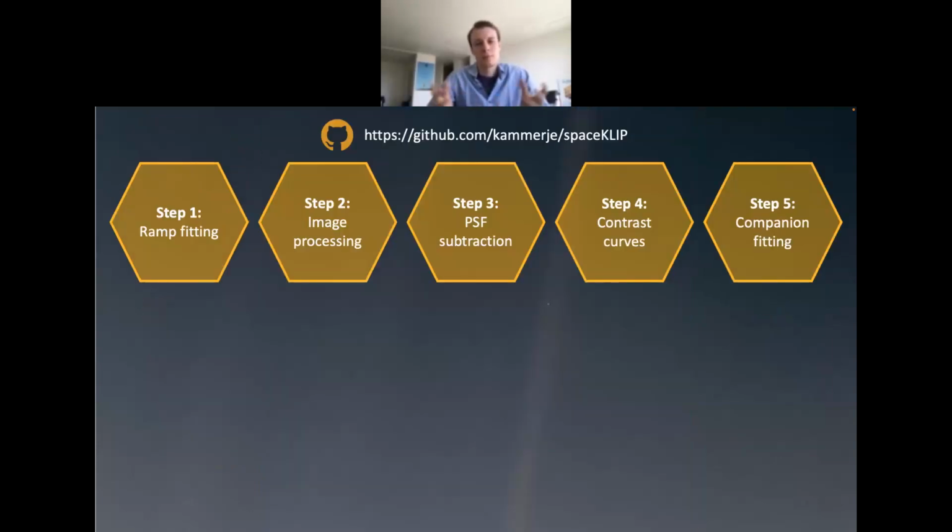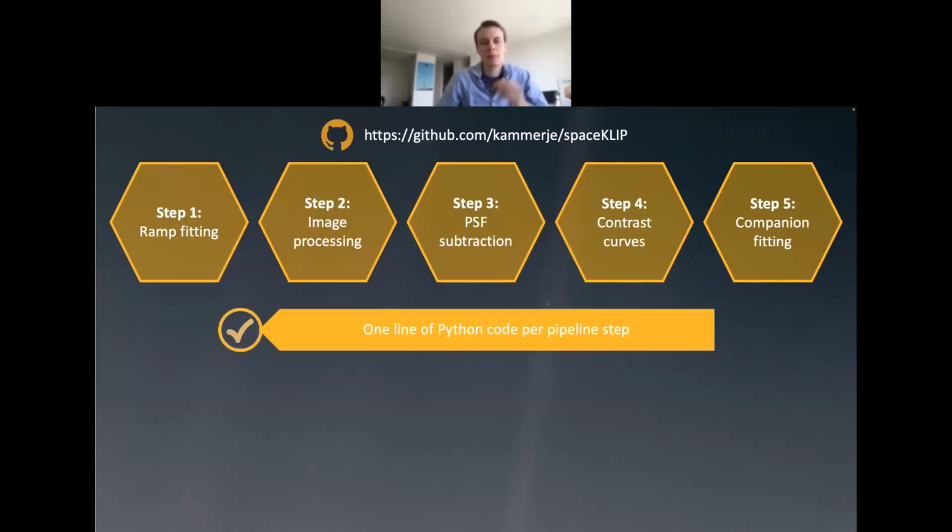All right, so this is, again, the overview of what spaceKLIP can do. You can download it on GitHub. It's free to use for everyone. And we're happy to help you if you have any questions. Feel free to reach out to us. The cool thing is that you can really run each of those individual steps with only one line of Python code. So it's very, very easy to get started.